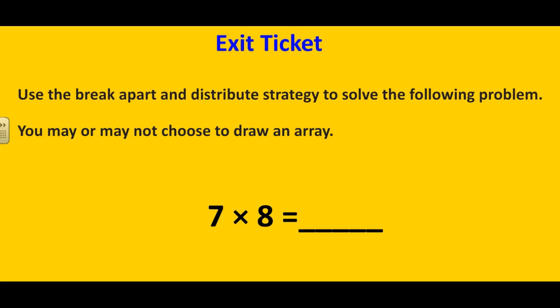Your exit ticket says use the break apart and distribute strategy to solve the following problem. You may or may not choose to draw an array. So you're going to take 7 times 8 and break it apart using the distributive property. Make sure I see all the steps that you took. It says that you can draw an array or you don't have to. But if you choose to draw an array, I would like to see the line that you're using to break apart 7 times 8. So whenever you're finished with your exit slip, make sure you bring that to me.